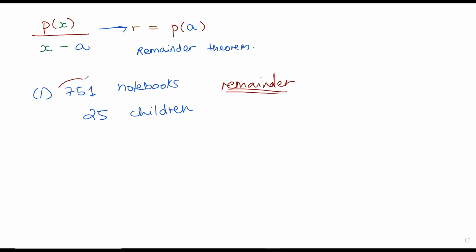Now, if you can convert this into a polynomial somehow, and this into x minus whatever, then you can just quickly apply the remainder theorem and you can find out the remainder without having to do the division.